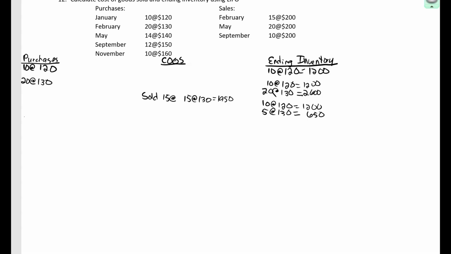Okay, we went ahead and we purchased 14 more. Those cost us $140. In ending inventory, we have the 10 at 120, the 5 at 130, and then the 14 we just purchased at 140.